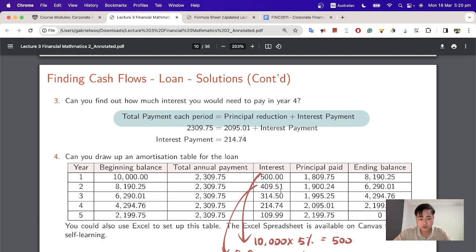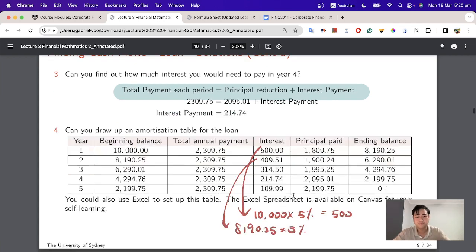How do we determine interest? Interest is simply 5% of the beginning balance. So 5% of 10K is 500. 5% of 8,190 is 409.